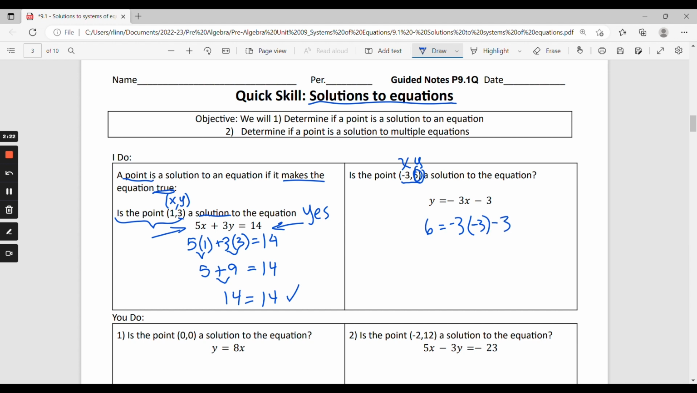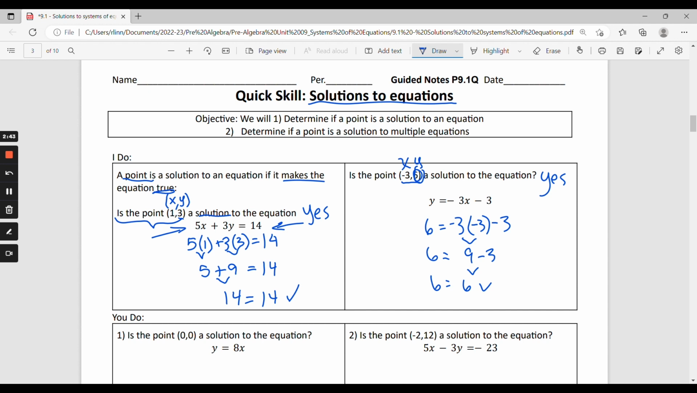So now I need to just simplify to find out if both sides are equal. -3 times -3 is +9. +9 minus 3 is equal to 6. 6 equals 6. So yes, this one is also a solution to the equation.